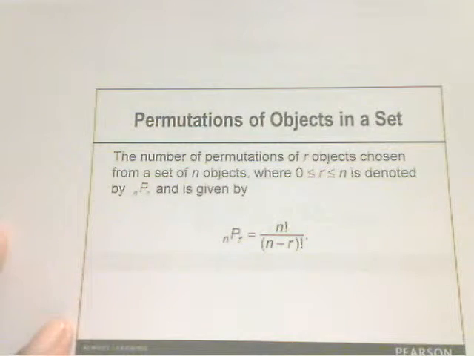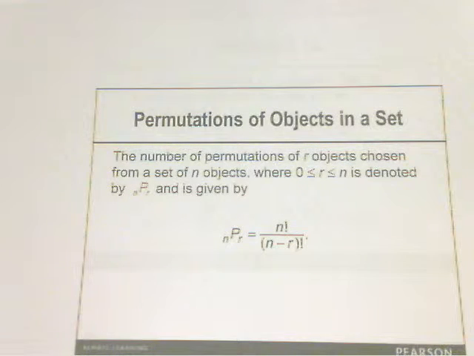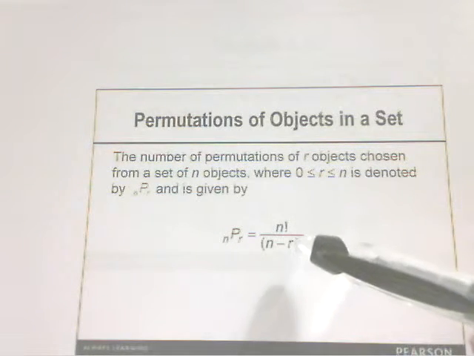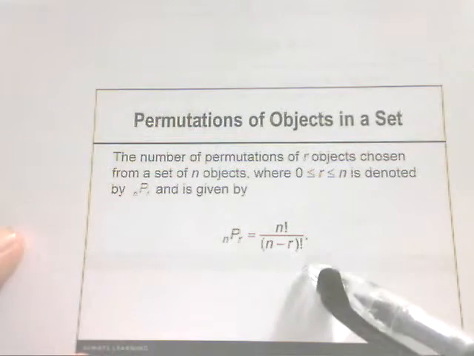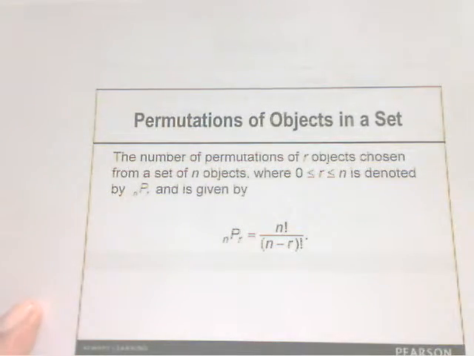Okay, let's look at permutations of objects in a set. The number of permutations of r objects chosen from a set of n objects, where r is some number that's bigger than or equal to 0 and less than or equal to n, is denoted by nPr and is given by this: nPr is going to be n factorial divided by (n minus r) factorial, where n minus r is in parentheses and is factorial.